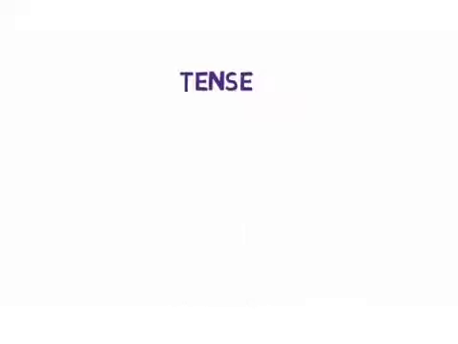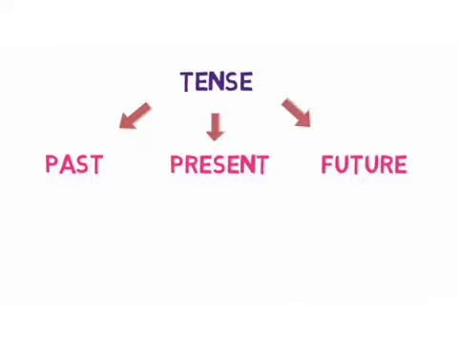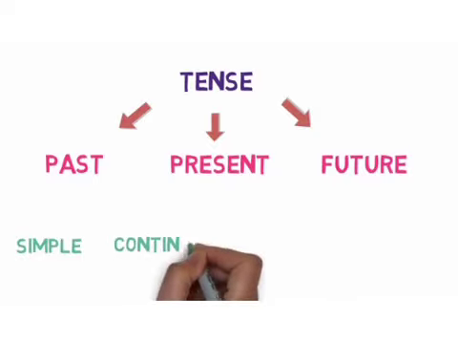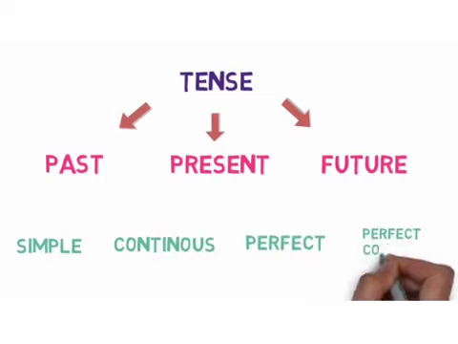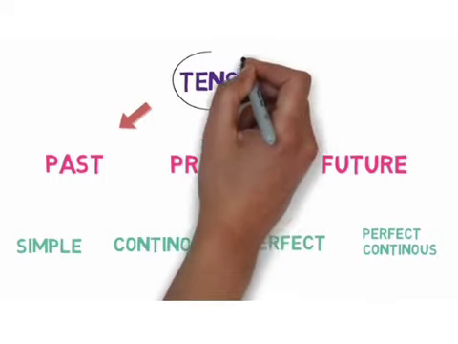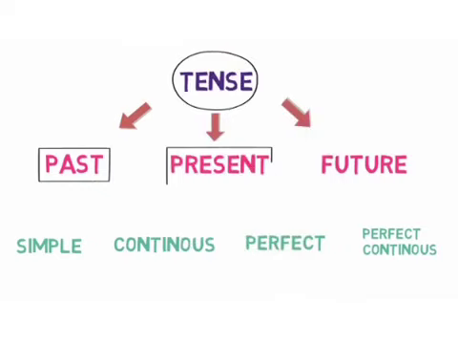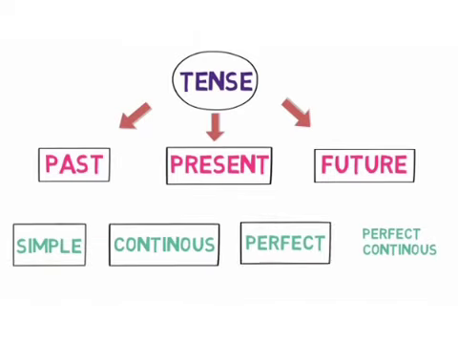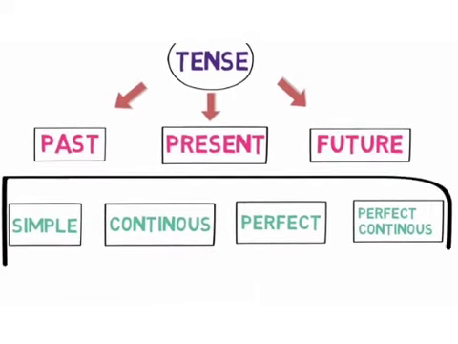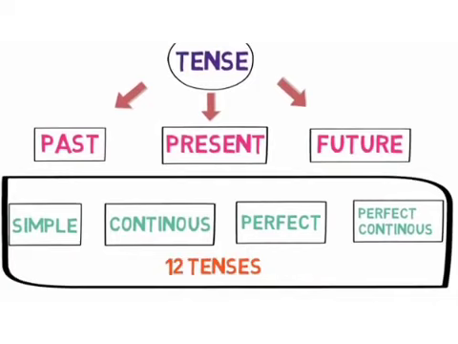Once again, let's recall what tense is. Tense has three types: past tense, present tense and future tense. Consider tense as a parent, past tense, present tense and future tense are its children, and simple, continuous, perfect and perfect continuous are the grandchildren of tense. Now, each tense, that is past tense, present tense and future tense, is divided into simple past, past continuous, past perfect and past perfect continuous. Likewise for present and future also. So totally we have got 12 tenses.